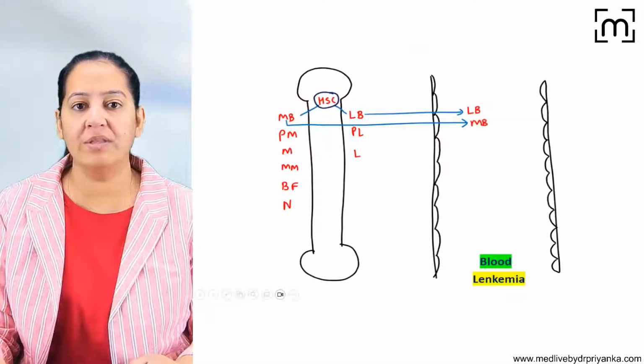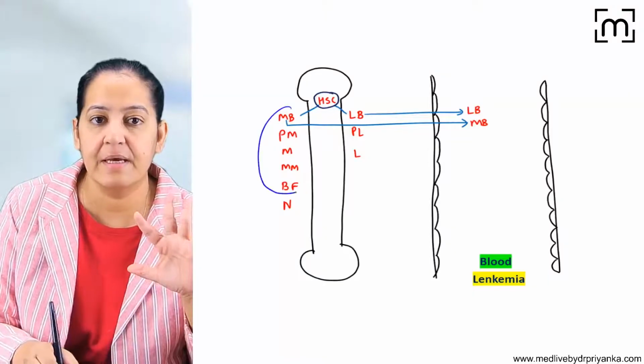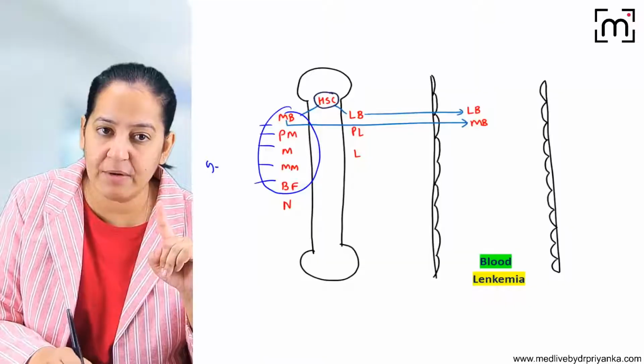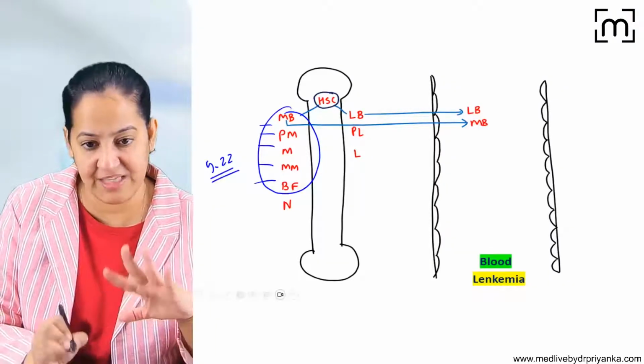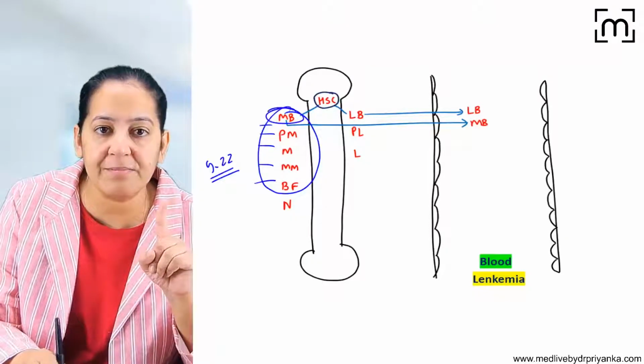So I told you now all these cells are coming. Which 5 cells are coming in the blood? You have to learn the name of the 5 cells. Myeloblast, promyelocyte, myelocyte, metamyelocyte, and band form. Because 9;22 translocation is taking place in these 5. These 5 are doing uncontrolled mitosis. All these 5 are shifted to the blood. The most important among them is myeloblast.